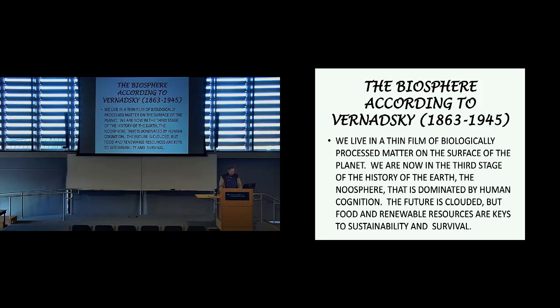And he stated at the turn of the century that we're now in the third stage of the history of the Earth, the noosphere, which is dominated by human cognition. What he meant by that was human mental abilities to provide increased technology. And now people call that the Anthropocene, but definitely dominated by humans, and food and renewable resources are keys to sustainability and survival.